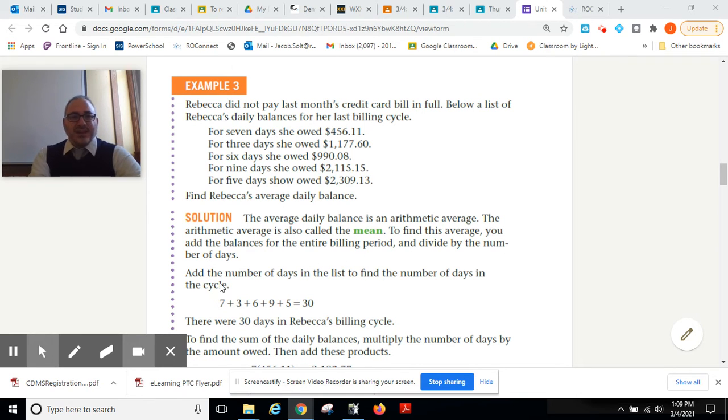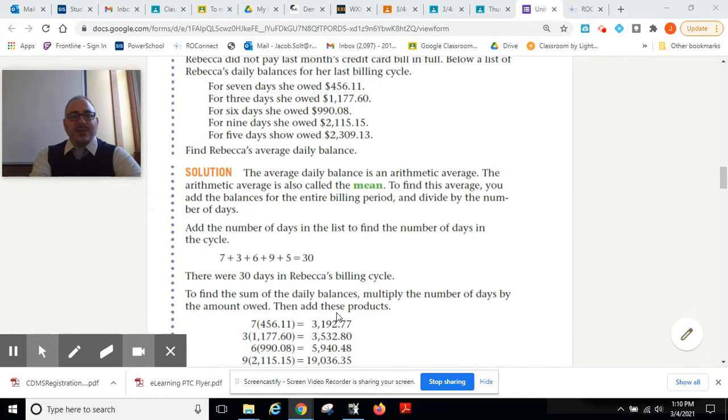the number of days. So we're going to first add the number of days in the list to find the number of days in the billing cycle, right? She had 7 days, she owed that much. For 3 days, she owed that much. For 6 days, 9 days, 5 days. Here we go. We're going to add all those days up. 7 plus 3 plus 6 plus 9 plus 5. Add them all up, you get 30. There must have been 30 billing days in Rebecca's billing cycle.